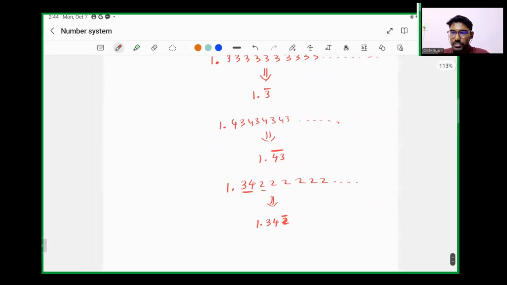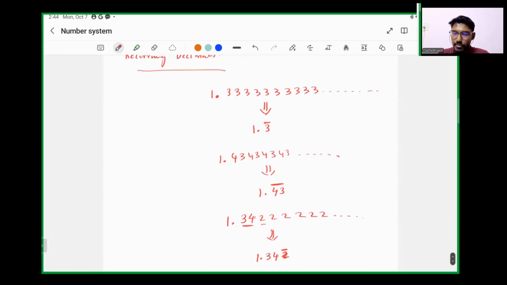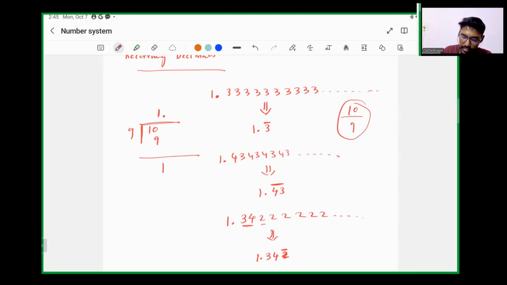So our aim is to find out a fraction which corresponds to this recurring decimal. Okay, so like 1.3333, for example, let's say 10 by 9. I am writing 10 by 9. Okay, so 1 9s are 9. So 10 divided by 9, I'm doing 10 divided by 9. Okay. So 1 9s are 9. You are getting 1 as remainder. So in order to put the decimal point, you will put a decimal point here. If you are putting a decimal point here, you need to put a 0 here, right?